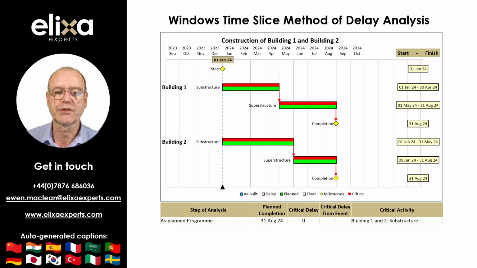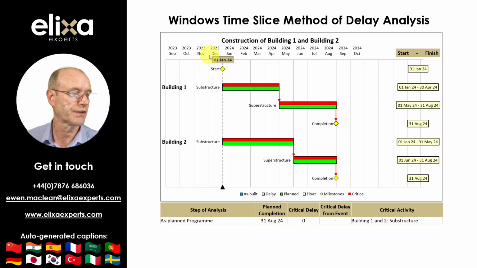In order to demonstrate the technique in action, I've shown an as-planned program for the construction of two buildings, Building 1 and Building 2, each comprising a substructure and superstructure. The start date is the 1st of January, and completion is forecast to be achieved on the 31st of August. The program also contains logic, allowing the critical path to be identified.